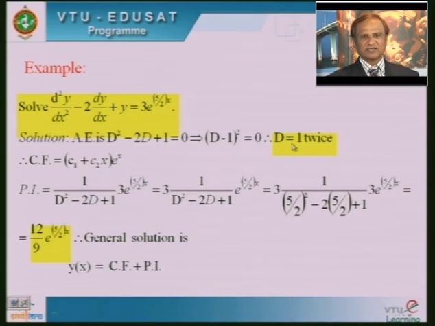M is equal to 1 or D is equal to 1. How many times? 2 times. Here you will get only 2 roots. Why will you get only 2 roots? Because the given equation is a second order differential equation. That is why we are able to obtain only 2 roots. Is it clear? Right. So, the roots are real and equal.